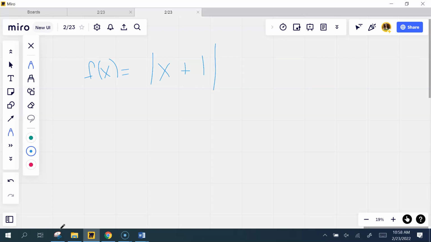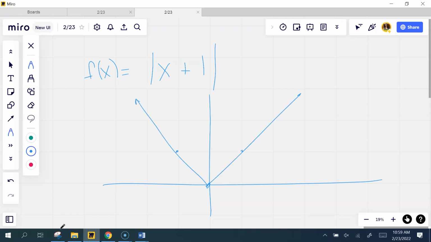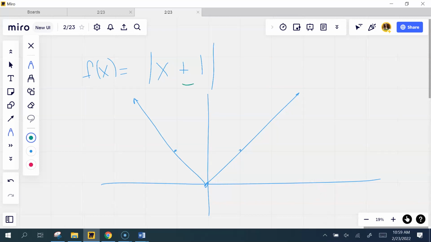What would this graph look like? And I'm going to put the parent one on here so you can compare. But what's happening? It goes to the left one. I don't have to do a T-chart. I don't have to do any of that. I just have to look and go, oh, wait, this means I go left 1. So I'm just going to take every point and move it left 1 and graph.